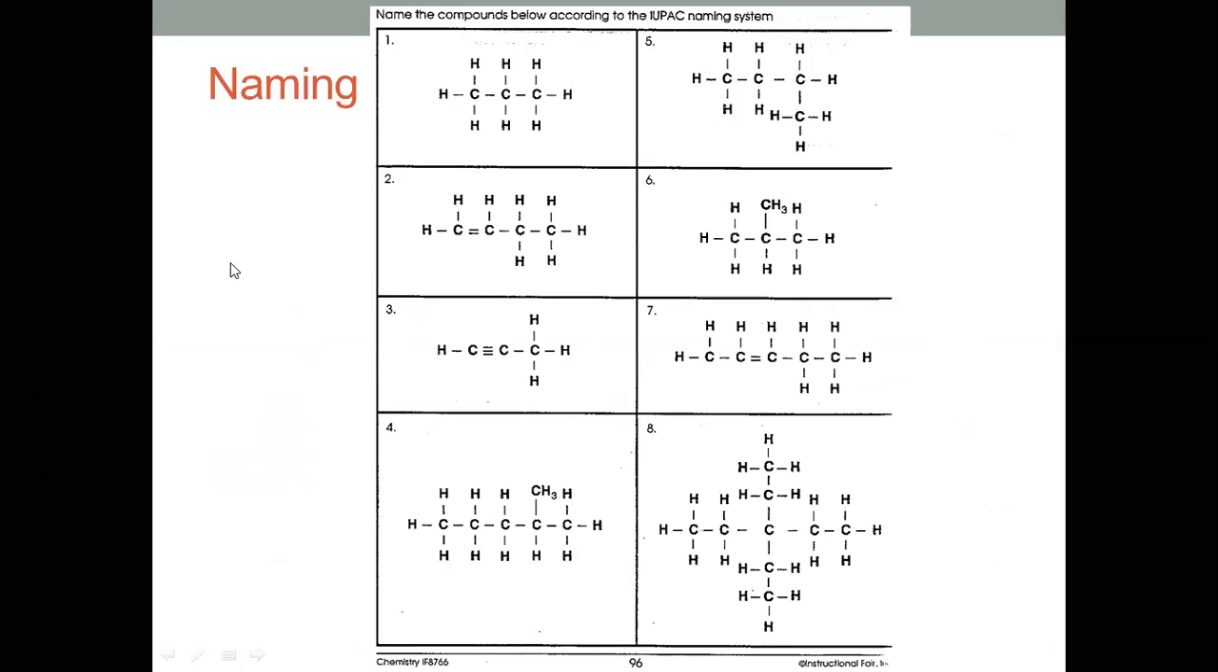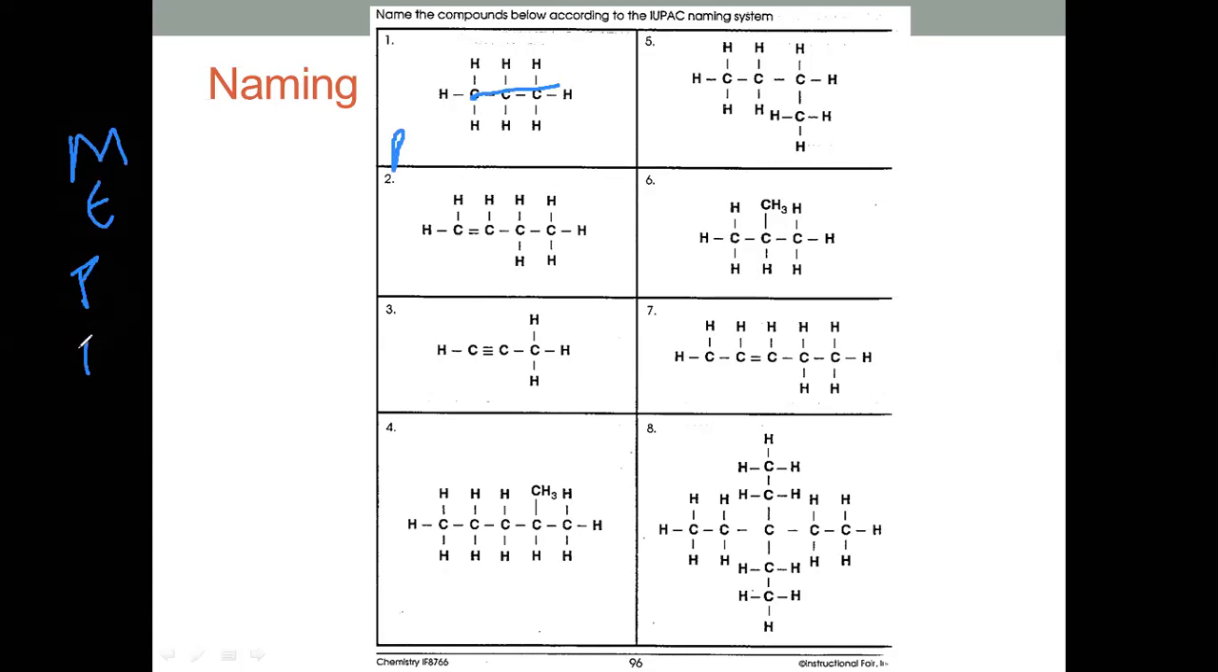Okay, so let's go back to this page. So push pause, do your best with naming, and then when you come back, we'll go over the answers. Okay, so in the first one, 3 in a row, all single bonds. Marvin eats peanut butter. So it's a P, it's propane.